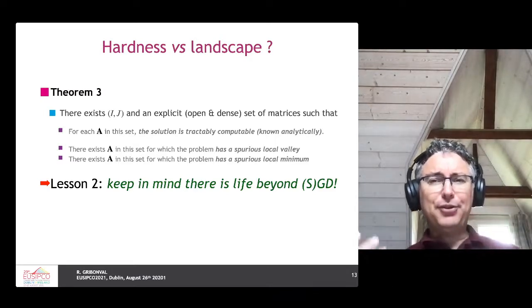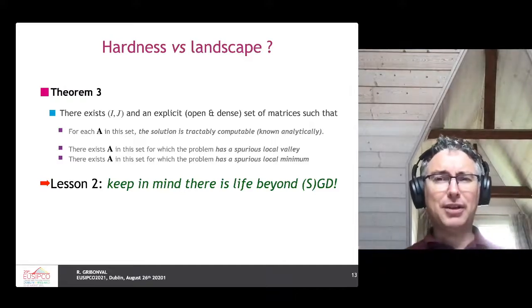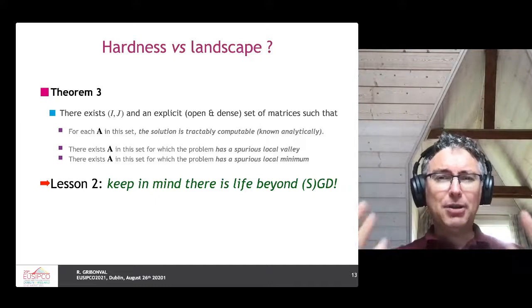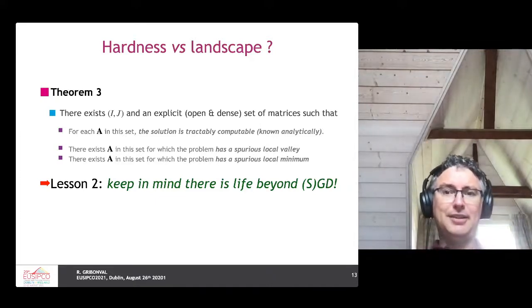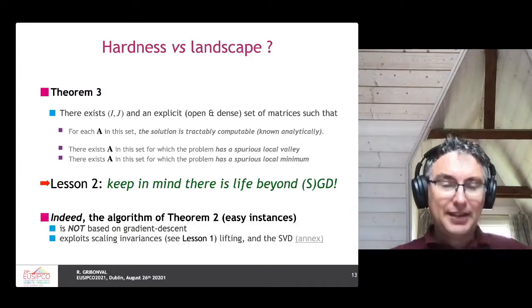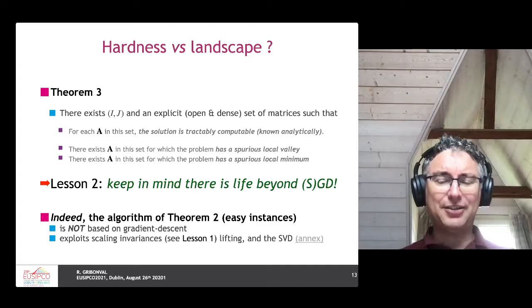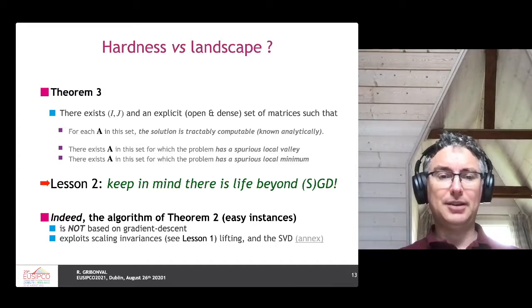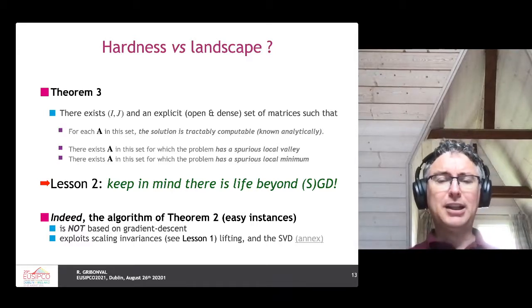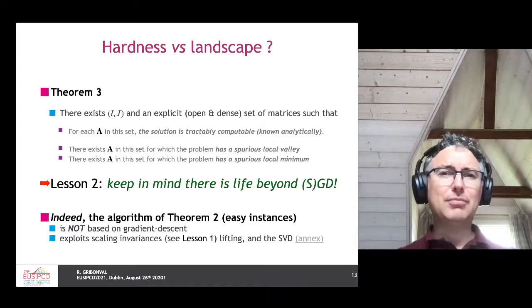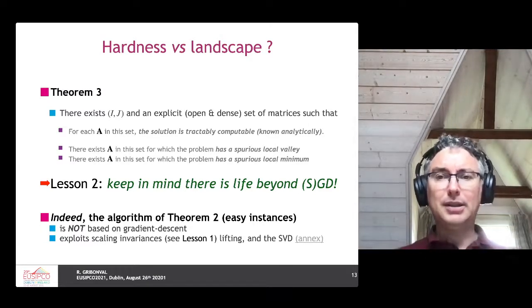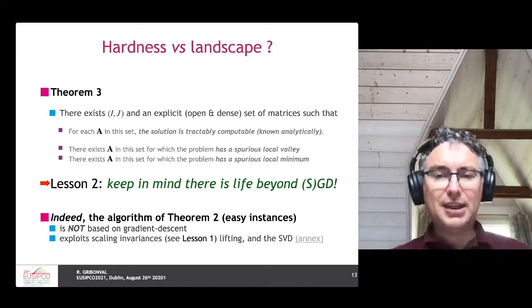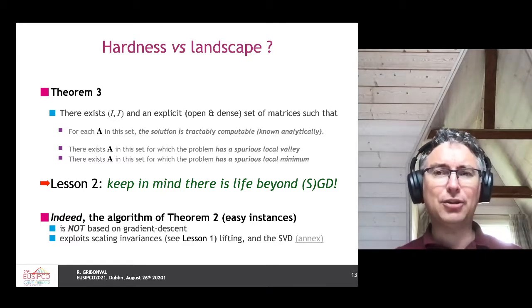And this, even though they may be related, is because we are used to think in terms of gradient descent for solving this type of optimization problems. But here, we have to remember that there's life beyond gradient descent. In fact, the algorithm that we came up with in the previous theorem for easy instances of this factorization problem is an algorithm that is not based on gradient descent. It's an algorithm that exploits the scaling invariances that we have seen before, exploits a lifting approach that somehow embeds the problem into an appropriate space, and uses the SVD in an iterative manner to find the optimal solution in a finite number of SVD steps.